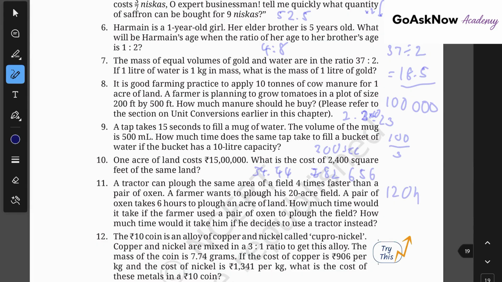The second part of the question is asking how much faster it would be if he uses a tractor. Since the tractor is 4 times faster, we do 120 hours divided by 4. You should get 30. So it takes 30 hours if you use a tractor instead of a pair of oxen.